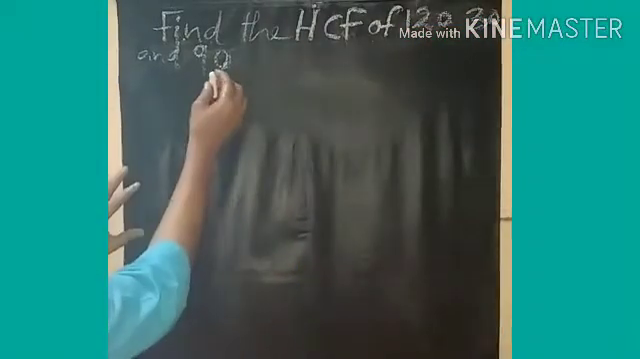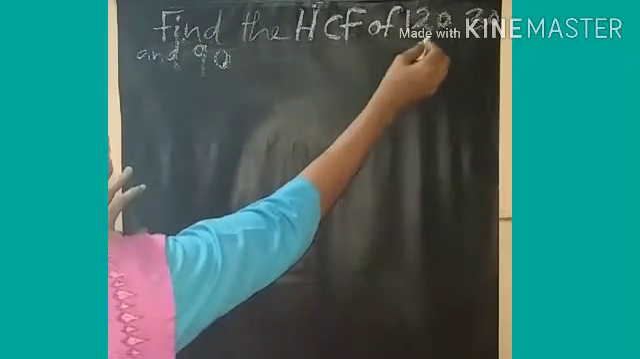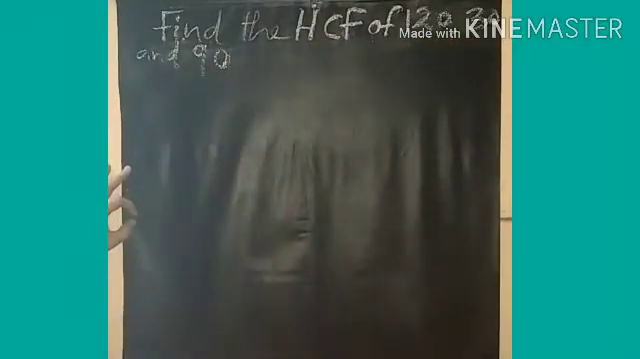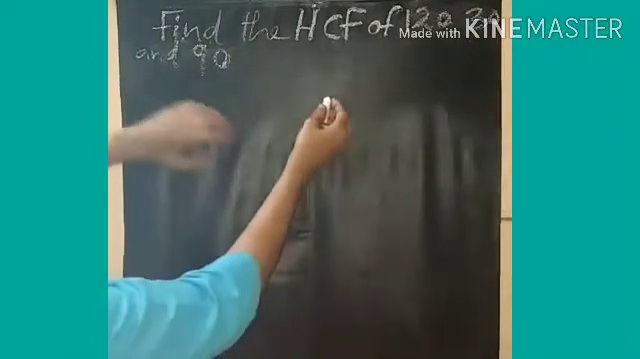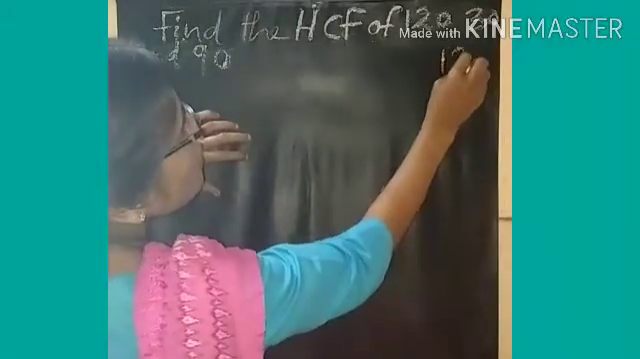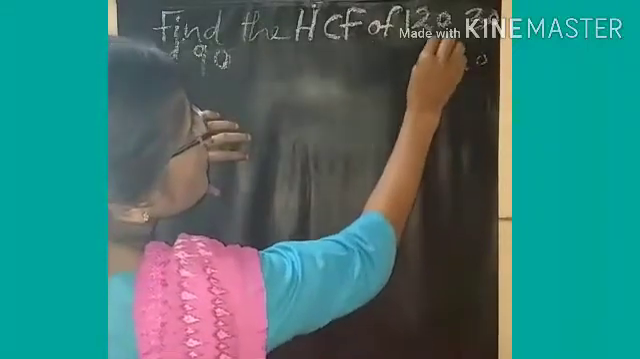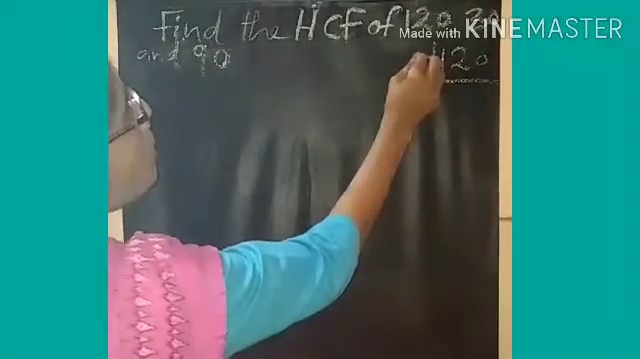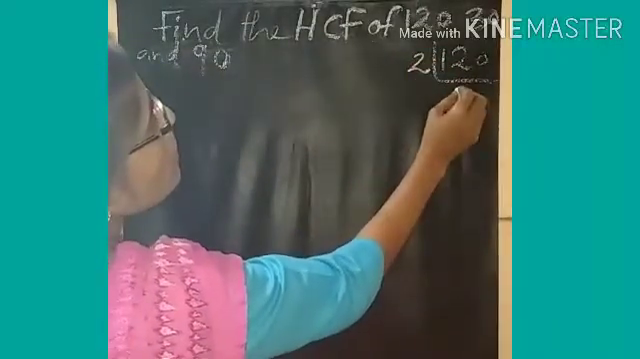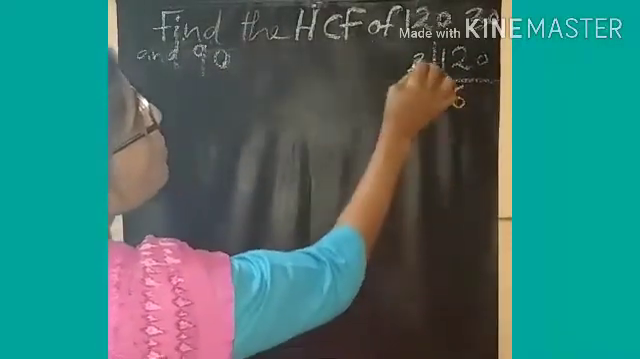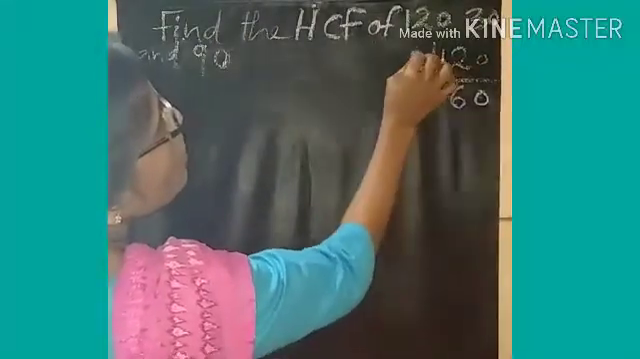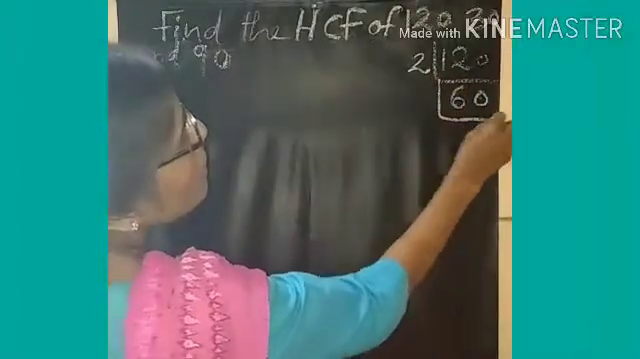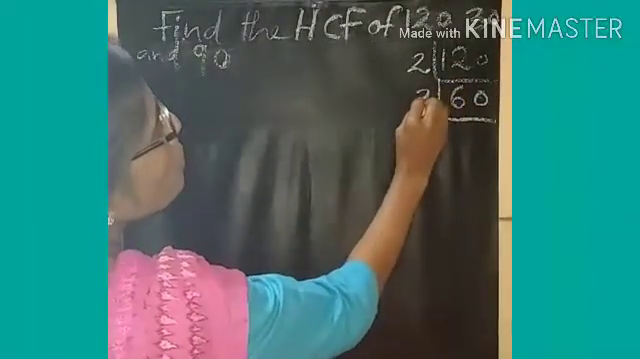Let's see another example. Find the HCF of 120, 30 and 90 by the prime factorization method. First we use the division method on 120. Okay, 120. Divide 120 by 2. 6 into 2, 12. 0 into 2, 0. Okay, 60 into 2, 120. Then divide 60 by 2.